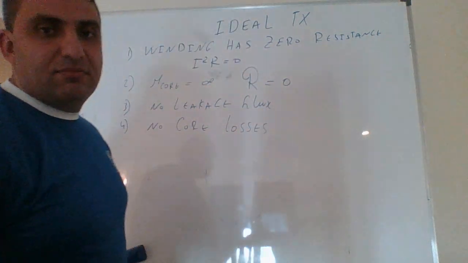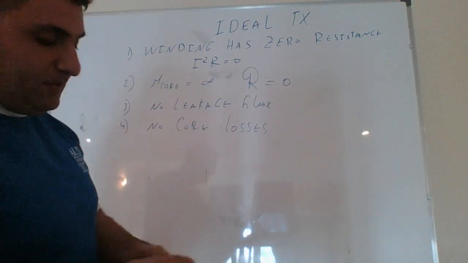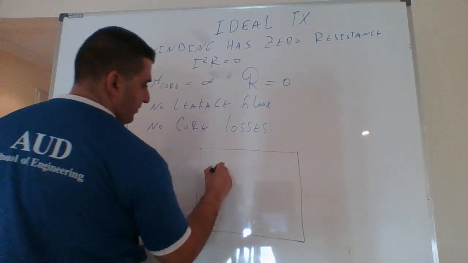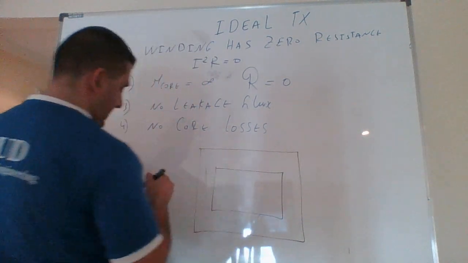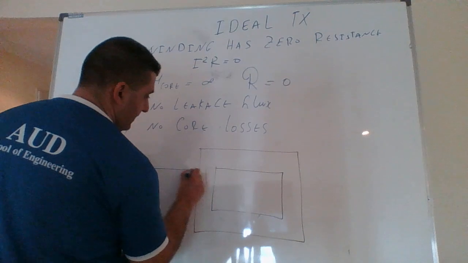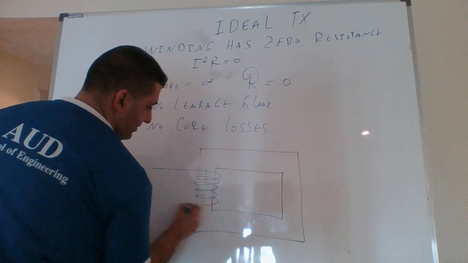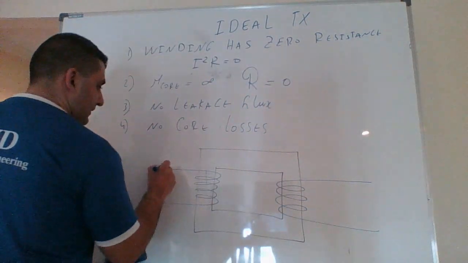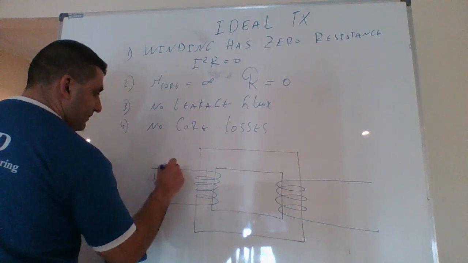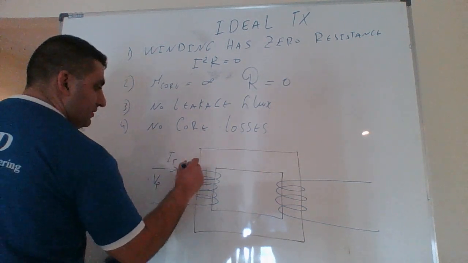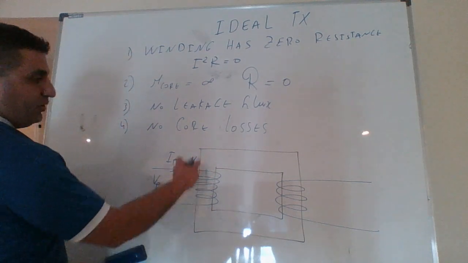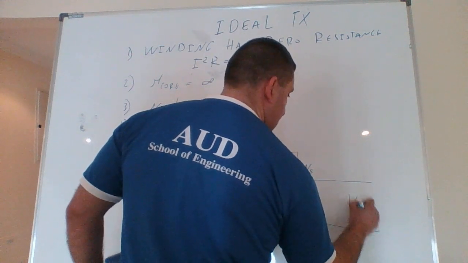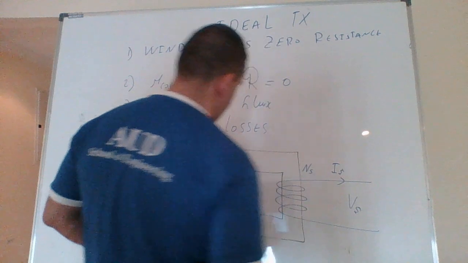Let's just sketch an ideal transformer and you will see. This is a single phase transformer. I have windings on the primary side, I have windings on the secondary side. I have V primary, I call it I primary. This has N primary, number of windings N. On the secondary, I have N secondary, I have V secondary, and I have I secondary.